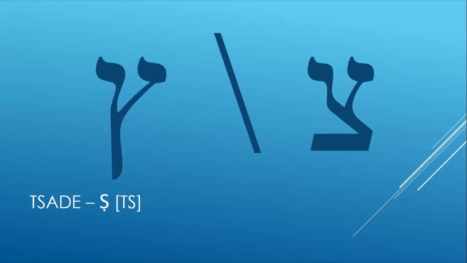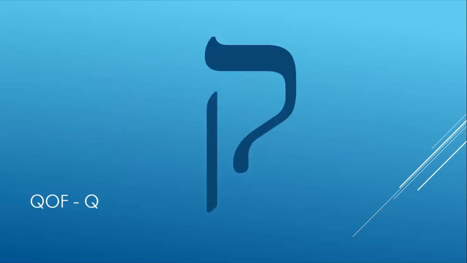Now we have Tsade, which has an initial medial on the right and a final form that hangs below the line on the left. And it's basically a TS sound. Tss, tss. Historically and in comparative Semitics, probably a sul. That's a little bit different, sul versus tss. But speakers of modern Hebrew will pronounce it as TS.